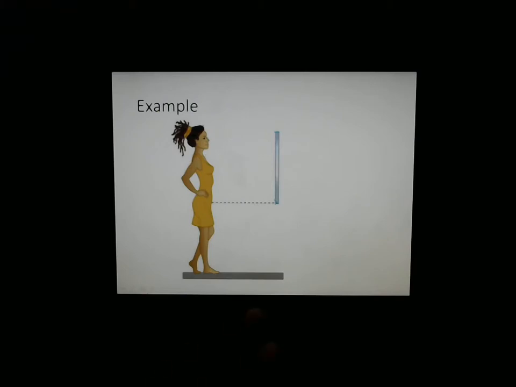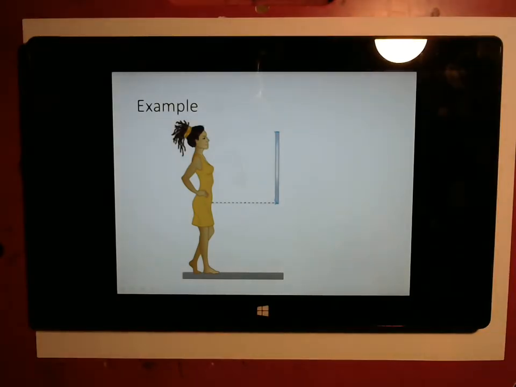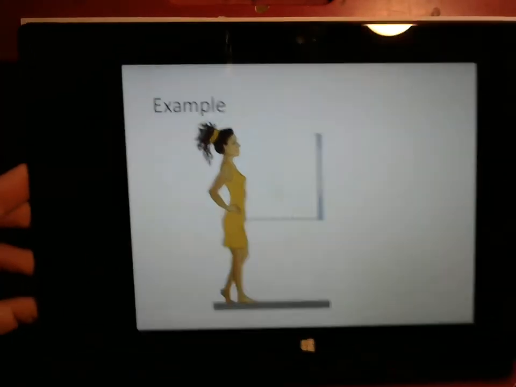We have a woman here standing in front of a mirror, and we can see that the mirror is only coming about halfway up her body. Now I will get this out of the way and grab my ruler.